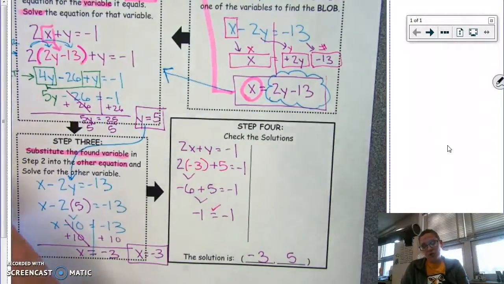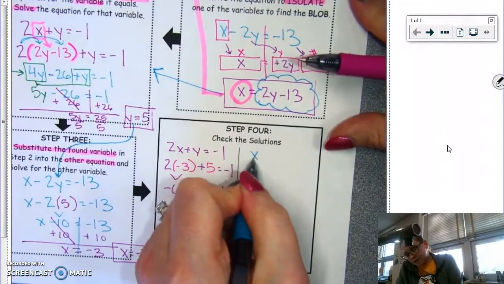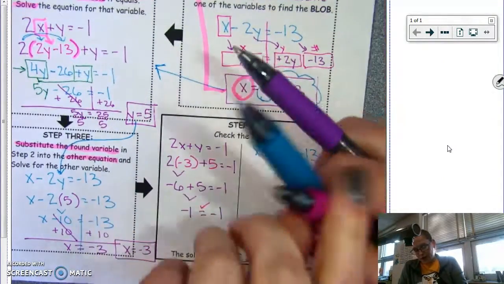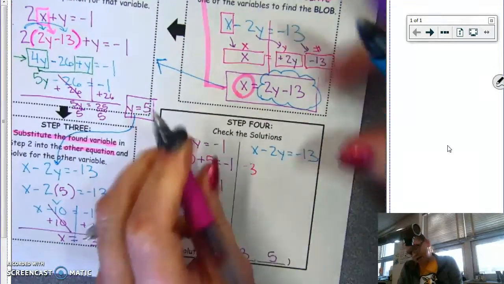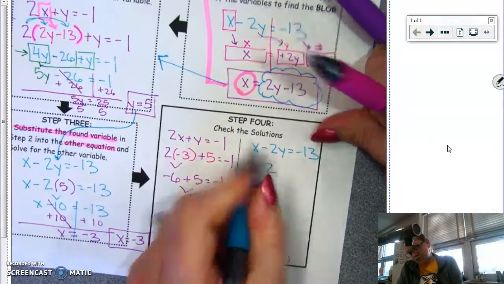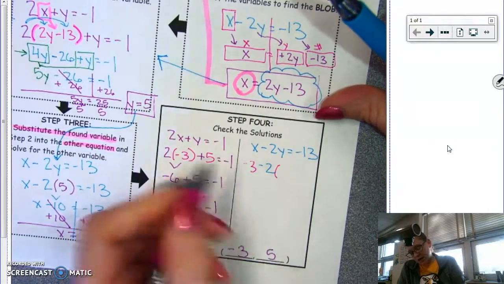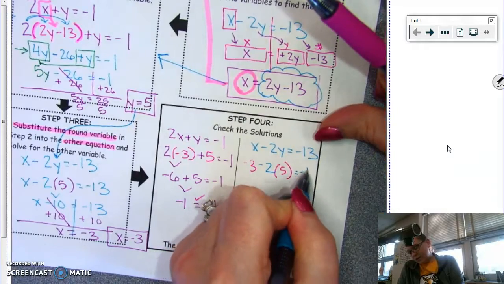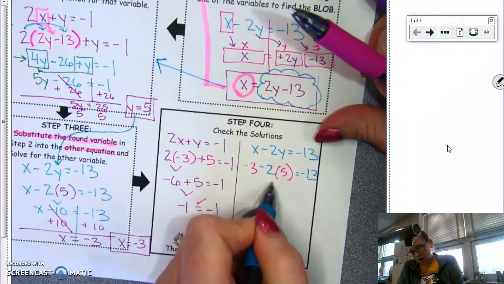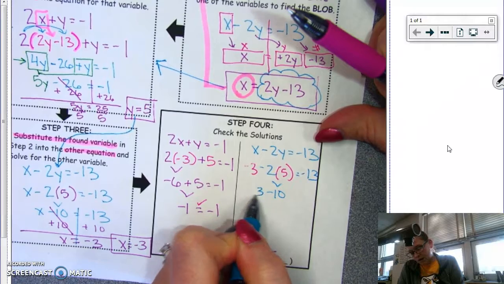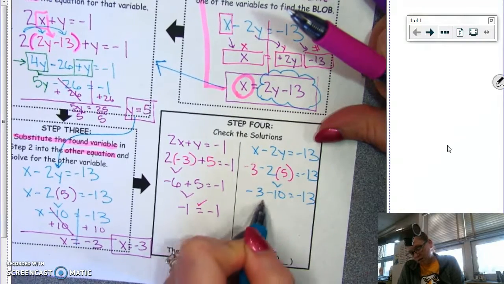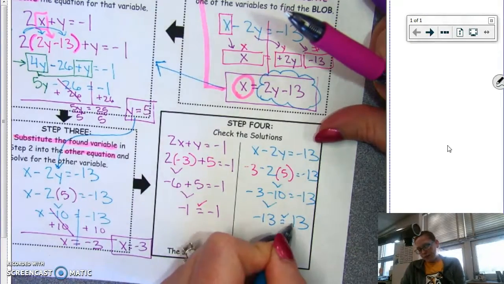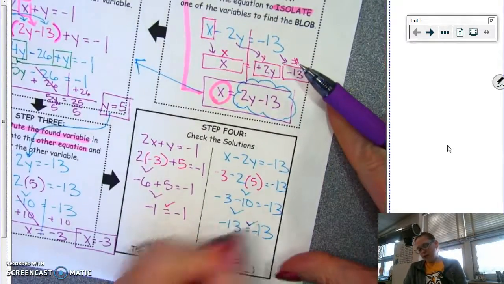Now, is it a solution to the other? x minus 2y equals negative 13. x is negative 3, minus 2 times y, which is now my 5, equals negative 13. And then solve. Negative 10. Combine. Negative 13. Yep, that also works. Check.